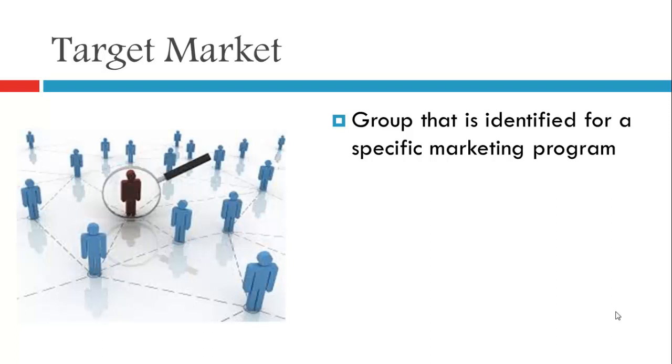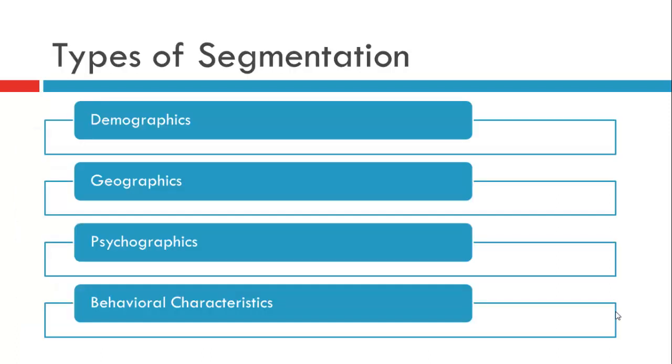Target markets are very important because all marketing strategies are directed towards them. When a business does not identify a target market, its marketing plan has no focus. The data marketers gather can be used to segment the market in various ways. There are 4 ways to segment the market. Customers can be segmented into groups based on demographics, geographics, psychographics, and behavioral characteristics.